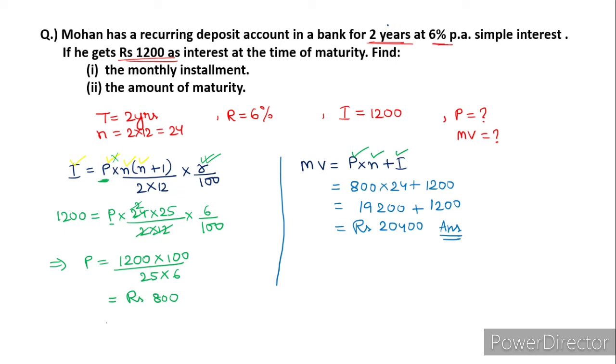See, time was given, 2 years, that is 24 months. Rate was given and interest was given. From the second equation, maturity value is equal to P into N plus I. First, I am going to find out P from the first equation, where everything was given. N and R were given, so you can find out P. After getting the value of P, put it in the second equation and get the maturity value. Next question.